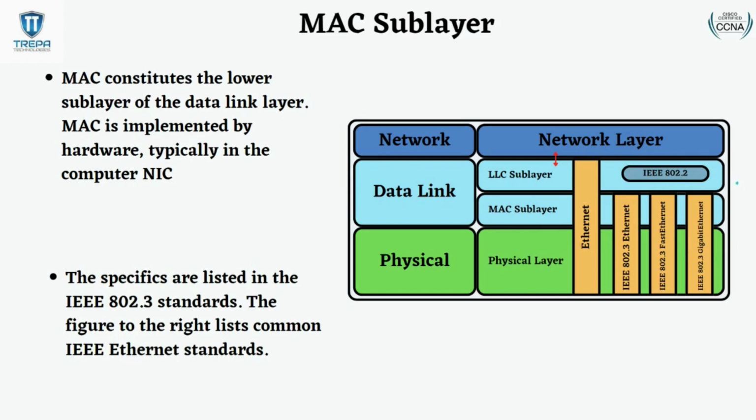Now let's jump into the MAC sublayer, or the media access control. So this is going to be what we're familiar with, right? The MAC address. The MAC sublayer is the lower sublayer of the data link layer, and this is implemented in the hardware. So what do we mean by this? The actual NIC or the actual Ethernet port, that hardware there, is going to have what we call a media access control address. And this is actually burned into that hardware.